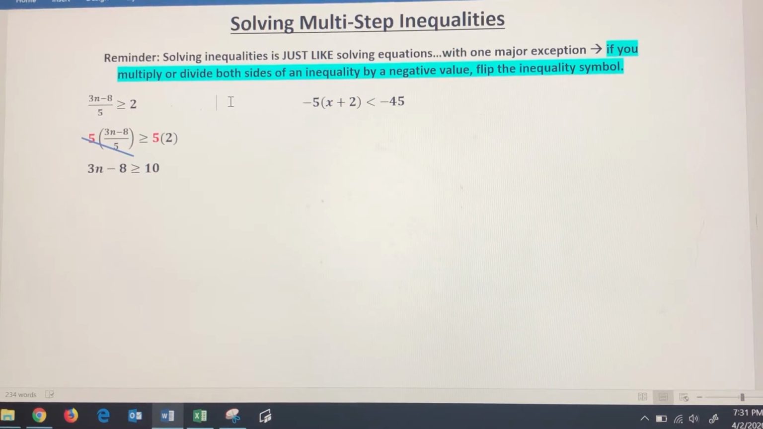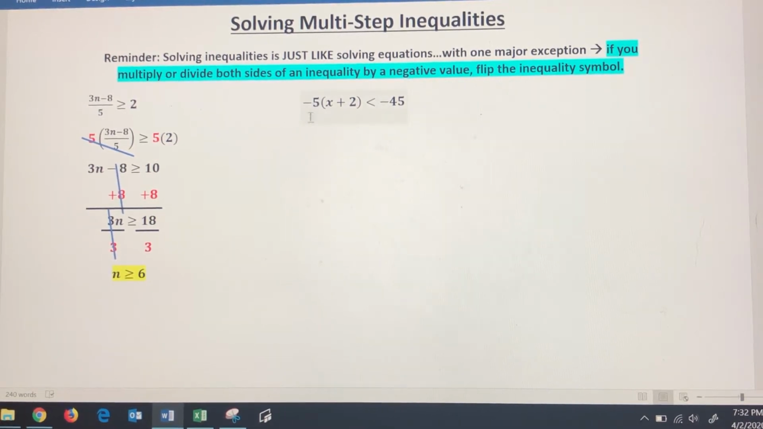Now, again, just like solving equations, we're going to add 8 to both sides. Those 8s cancel out. So we're left with 3n on the left, greater than or equal to 18 on the right. Divide both sides by 3 now. The reason we do that is those 3s on the left side will cancel out. We get n is greater than or equal to 6. So step by step there, we've got basically 3 or 4 steps there to find the value for n. In this case, it's a range of values. n is greater than or equal to 6.